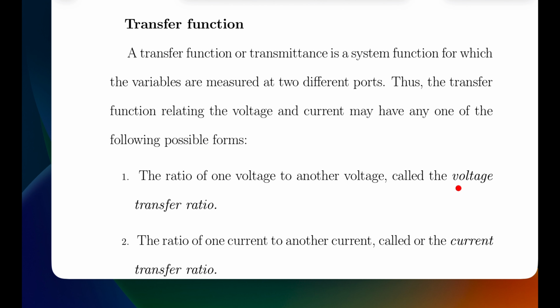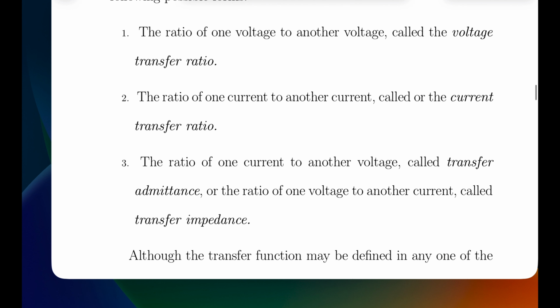Second is the ratio of one current to another current, which is called the current transfer ratio. Okay. Third is the ratio of one current to another voltage, called transfer admittance, or the ratio of one voltage to another current, called transfer impedance.